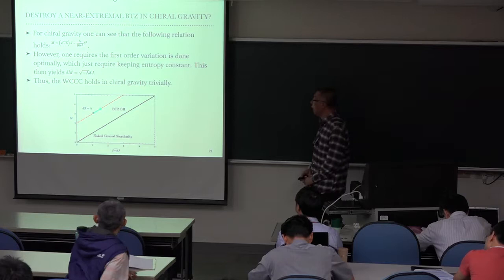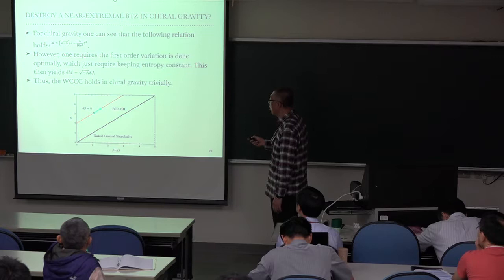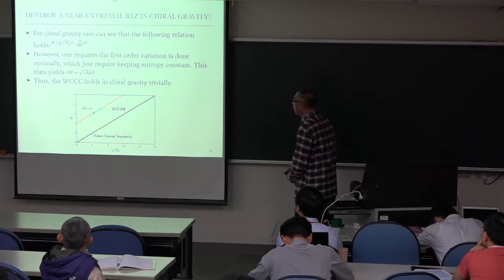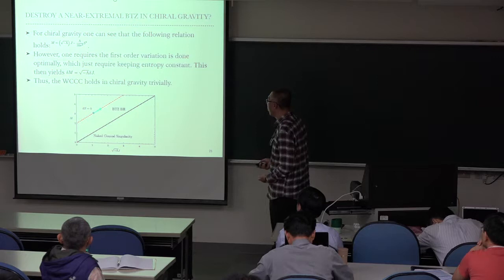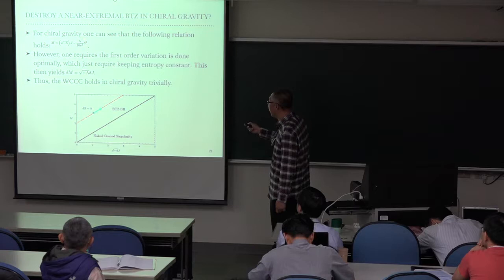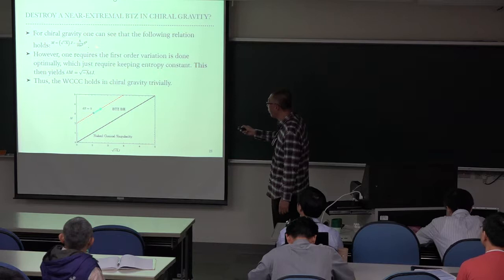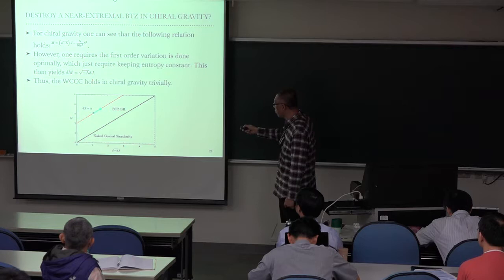And for Einstein gravity, it's very interesting, because the weak cosmic censorship is almost trivial. We find that for Einstein gravity, the mass, angular momentum and entropy obey this kind of condition. When we consider a near extremal black hole, we always require the optimal first order variation. This means we do the first order perturbation but keep the entropy equal to a constant. We don't change the horizon of the black hole. Then it immediately implies that this condition is true. So if this is true, the weak cosmic censorship holds trivially.